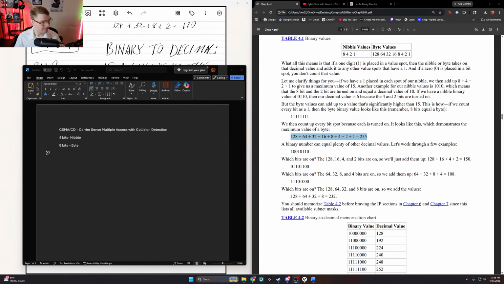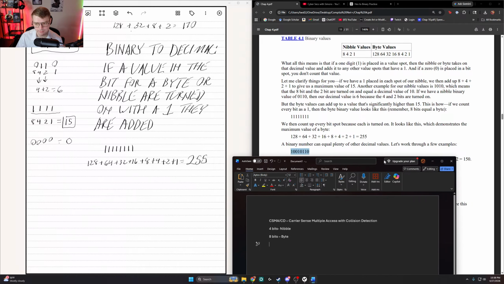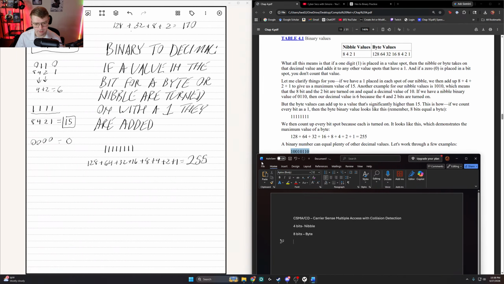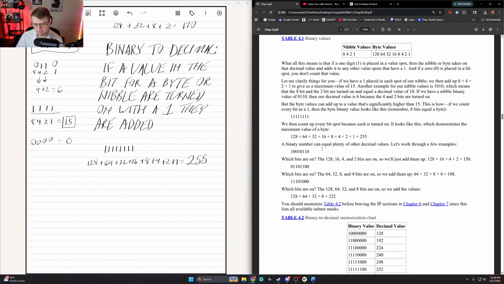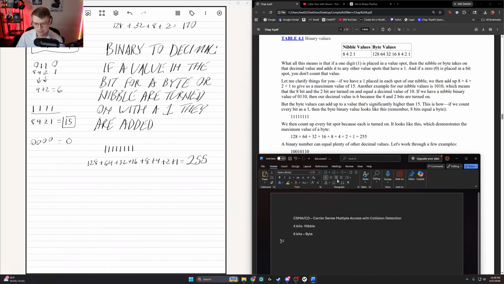All right. Let's go ahead and transition over back to the desktop. So where were we? We were going to work on the example of a binary number can equal plenty of other decimal values. Let's work through some examples. We're not going to cheat. Cover that up before I look at it. Still haven't looked at it.